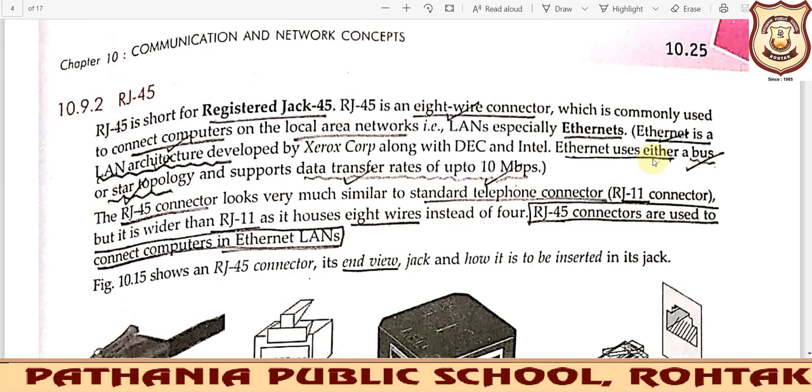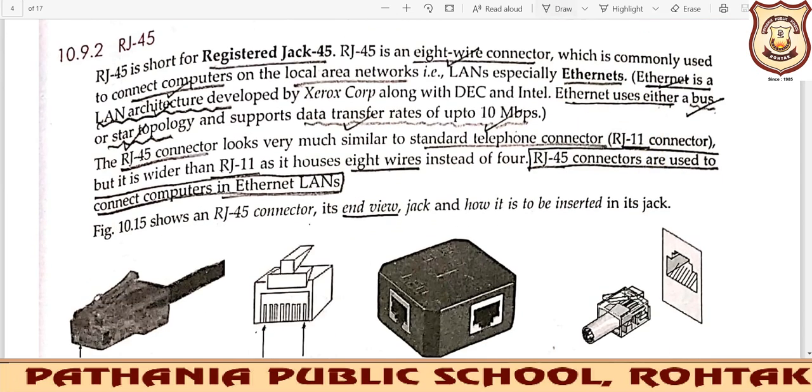Now the next device is the RJ45 connector. RJ stands for registered jack. Beta, wherever you find short forms, please note them down somewhere because they are very important from the point of view of your CBSE board exam. For what purpose are we using this registered jack? I'll explain, but before that let me explain the basic structure of it.